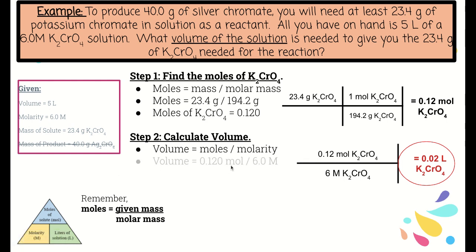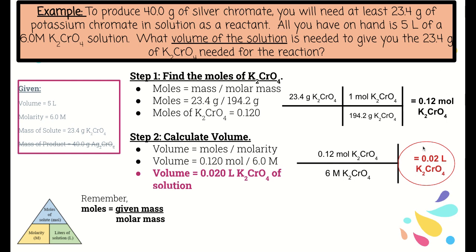So here, that's all we've done. I have the moles of our solute that we just calculated divided by the molarity of the solution that it's in. So we have 0.12 moles of potassium chromate divided by 6 molar potassium chromate, which is going to tell us that we only need 0.02 liters of this solution in order to make this reaction happen.